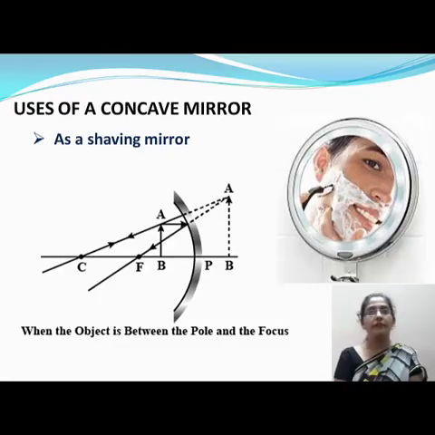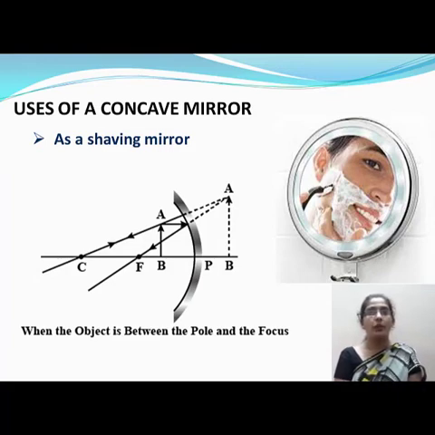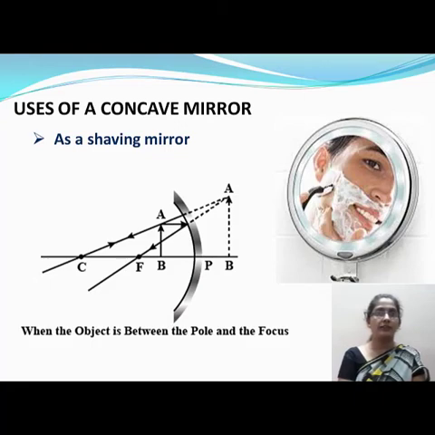Now let's see some of the uses of the spherical mirror. The uses of concave mirror. Concave mirror can be used as a shaving mirror. We know when an object is between focus and pole, a magnified and upright image is formed, which can be seen from the ray diagram. And very minute hairs on the face can be seen as the image is magnified. So it is used as a shaving mirror.